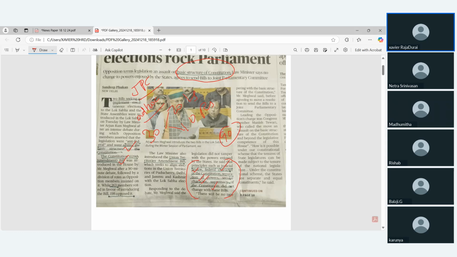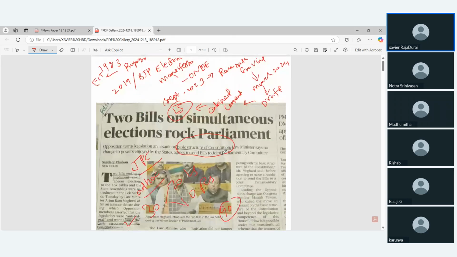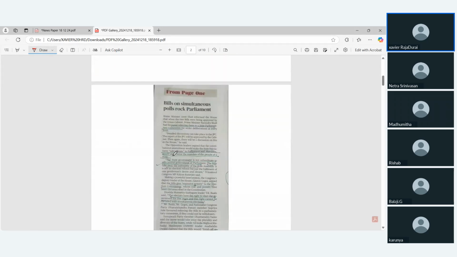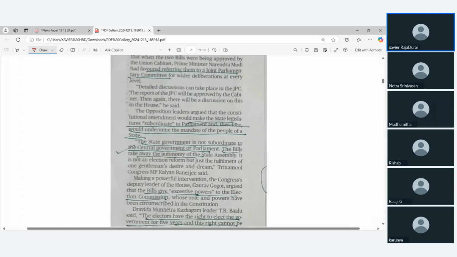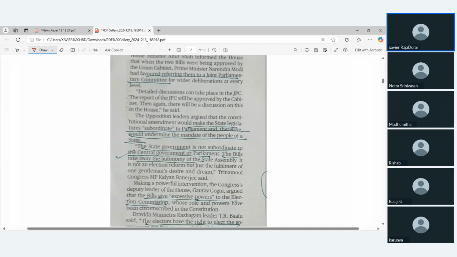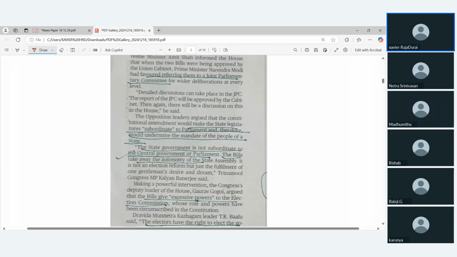So shall we move to the next article, because only one article was discussed here today, and see this one also, the continuity of this one. Narendra Modi has favored referring them to the joint parliament. The opposition leader argued that the constitutional amendment would make the state legislature subordinate to the parliament. Therefore, it would undermine the mandate of the people of the state.